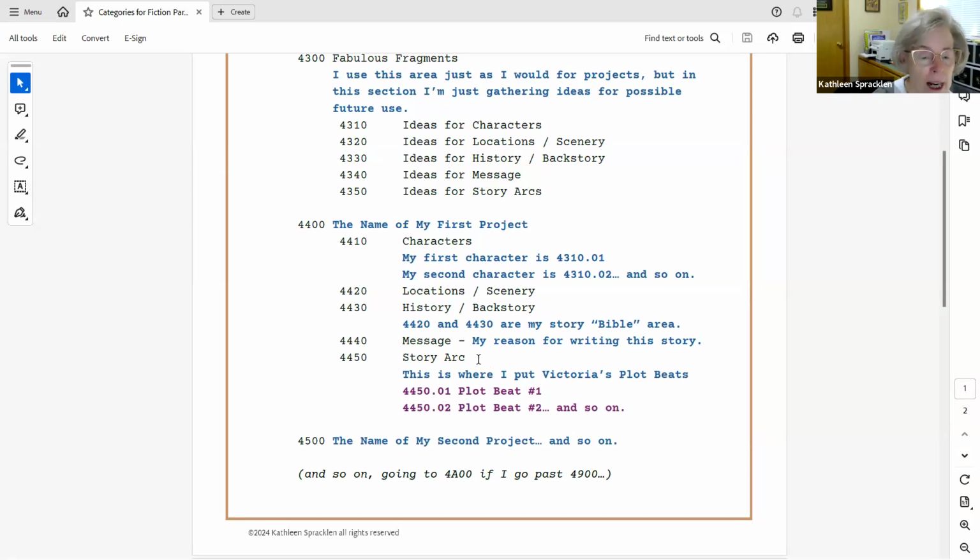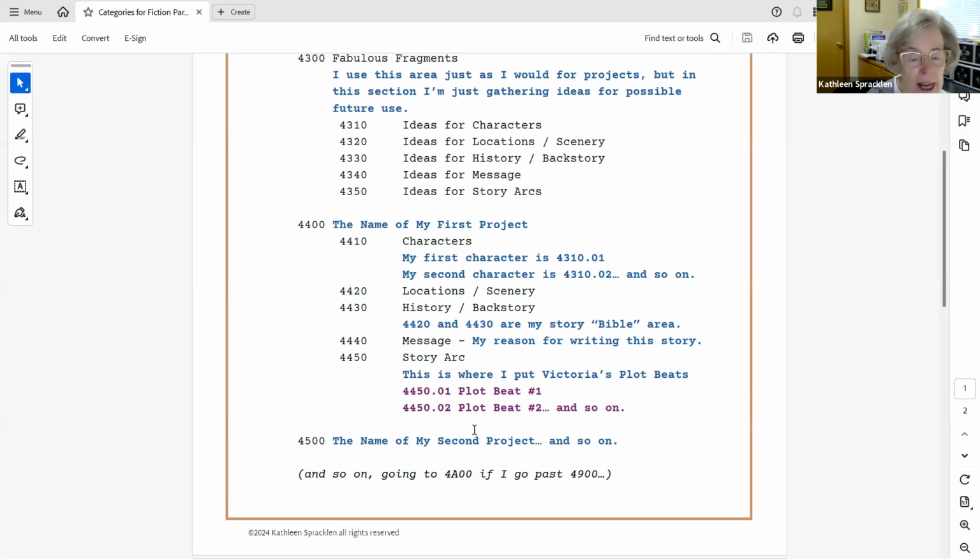4550 is my story arc, and I did not have that area particularly well developed, probably because I was creating this for another person, and I came about after using it. But this was the perfect spot for me to install Victoria's plot beats. She has plot beats 1 through 24, so now I've got 4550.01, 0.02, all the way up to 0.24, and her plot beats fit right in. And those dividers, I can pull them out and put them in a workbox and throw things into them just like she does. It fits in perfectly.